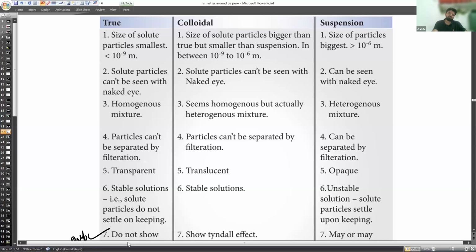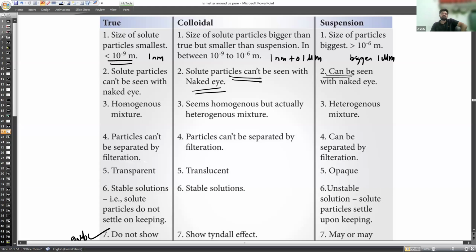The particles of the true solution are so small that you cannot see them even with the naked eyes, that is 10 to the minus 9 meter, equal to 1 nanometer. For colloids, the particle size ranges from 1 nanometer to 1 micrometer. For suspension, it is bigger than 1 micrometer. Solute particles can't be seen with the naked eye, and here also the particle is not seen with the naked eyes.